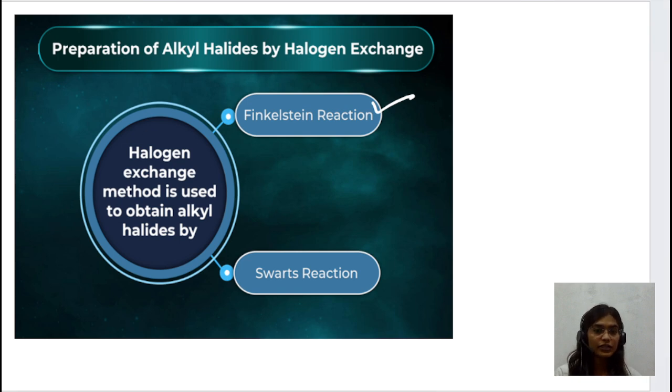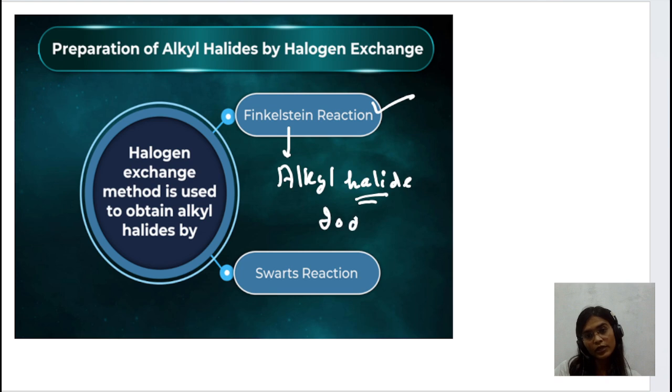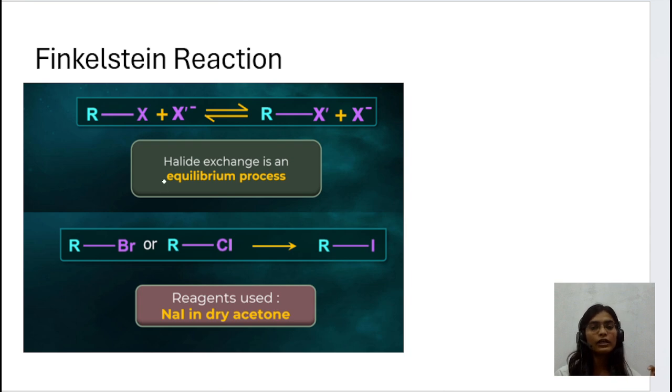That is the Finkelstein reaction. This reaction is important for the preparation of alkyl halide. Which halide only? That is iodide. It is famous for the iodide formation. So let's see how the reaction looks. Observe this point here in a Finkelstein reaction, how the reaction is going on.